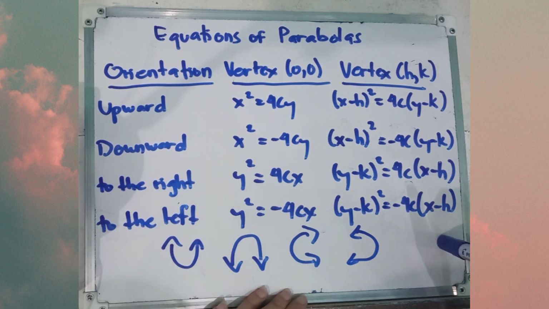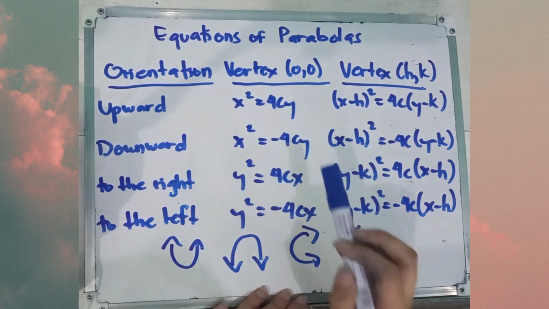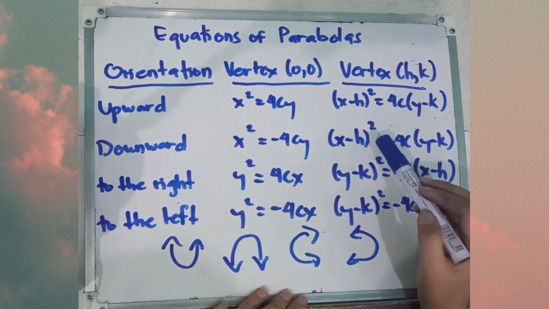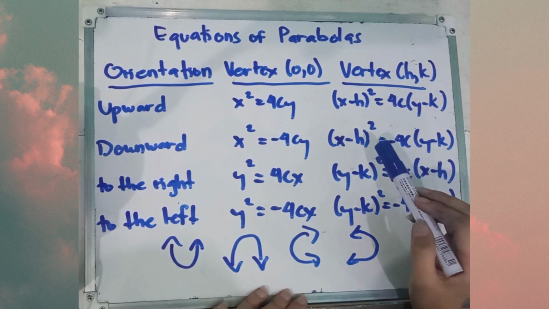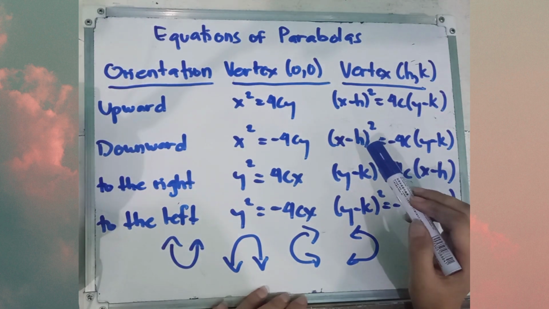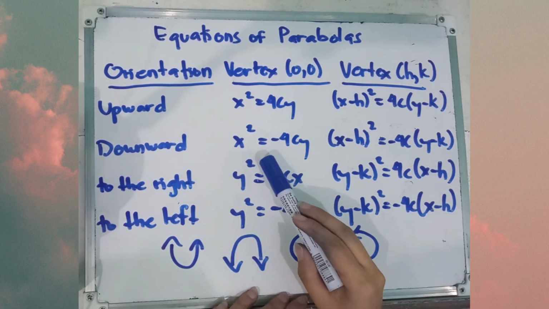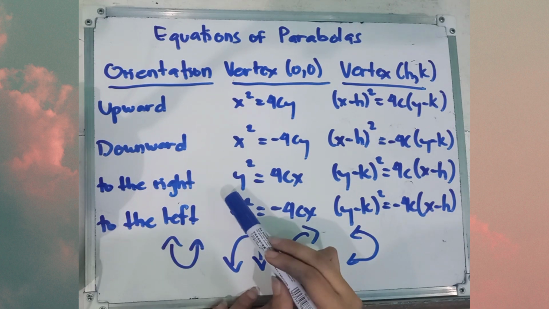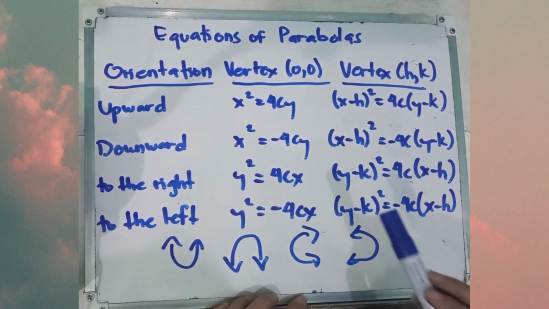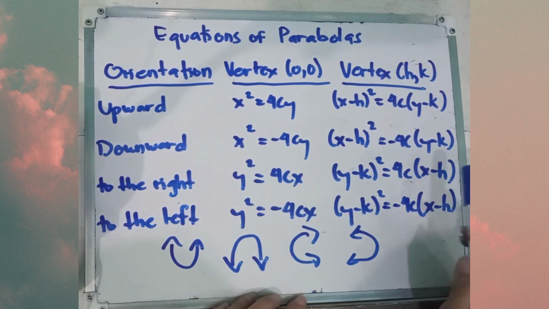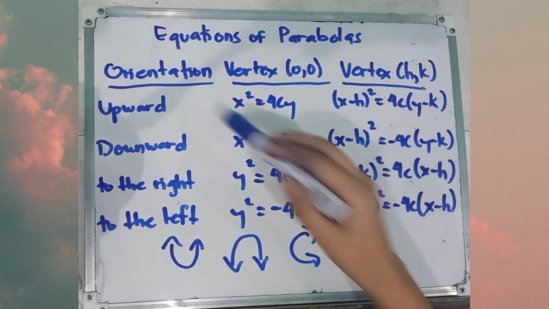We can actually group the equations into two. If you notice, if the exponent 2 is on the variable x, we can conclude that the graph of the parabola is either opening upwards or downwards. If the exponent 2 is on the variable y, we can conclude that the graph is opening to the right or opening to the left. So let's talk about the first group.